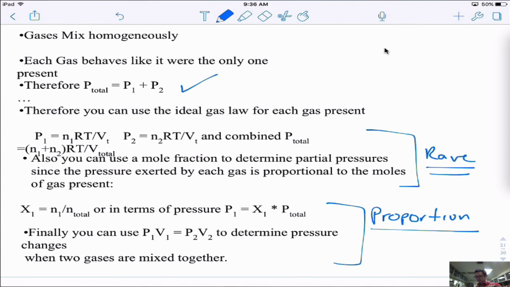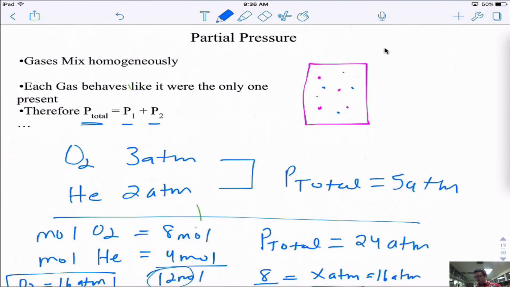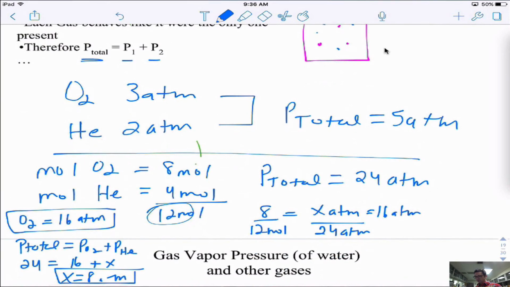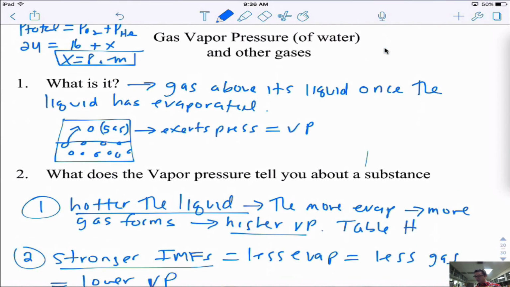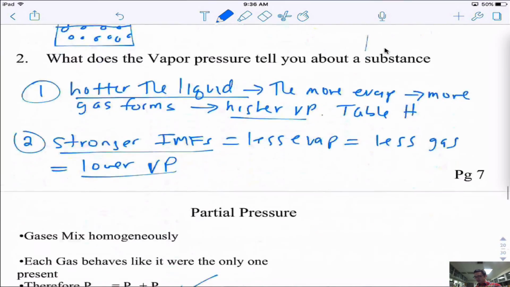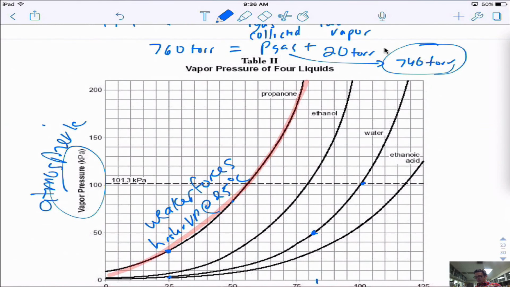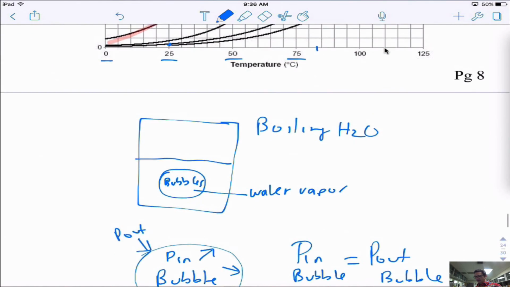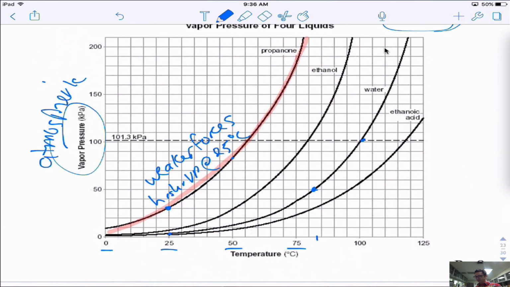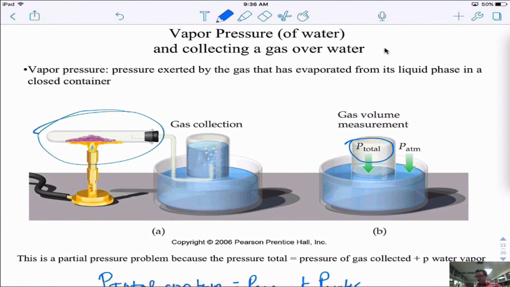But this is it for this video. Again, we talked about partial pressures. Very easy, adding together the pressures or using the moles in a ratio to figure out the pressures. We talked about vapor pressure, what it means. We talked about using the graph here. We talked about boiling water and how it relates to that graph, how this becomes a boiling point curve. And we talked about collecting gas over water.